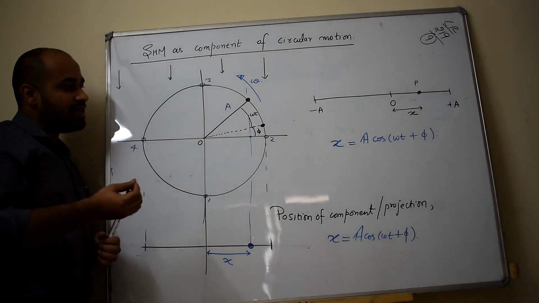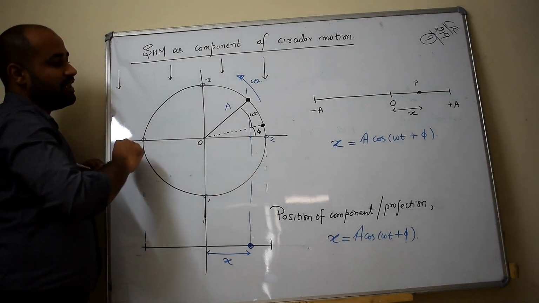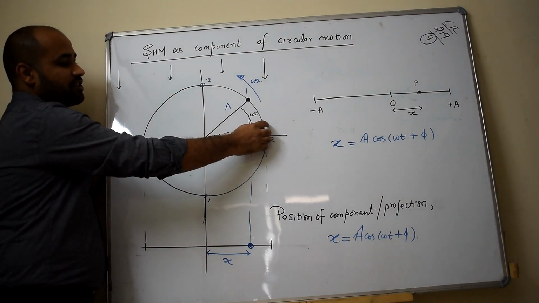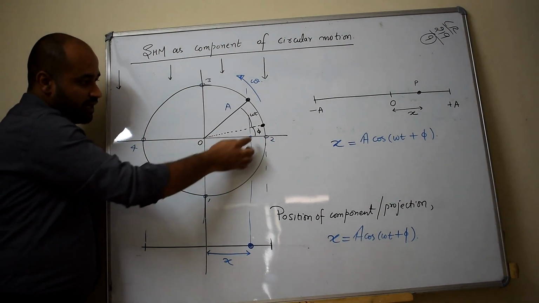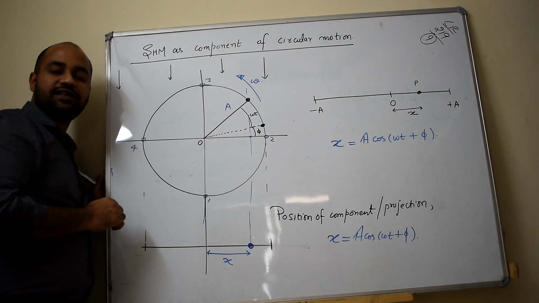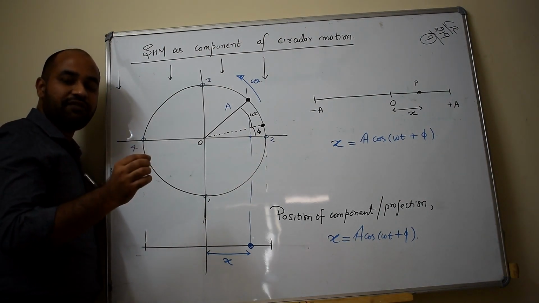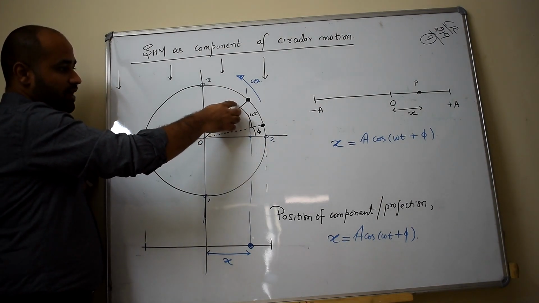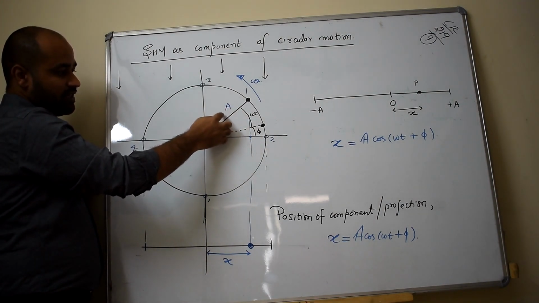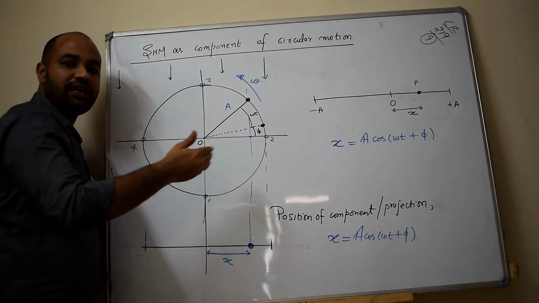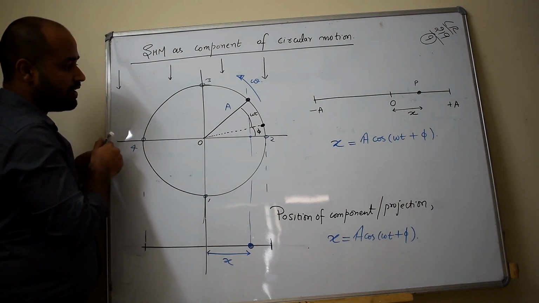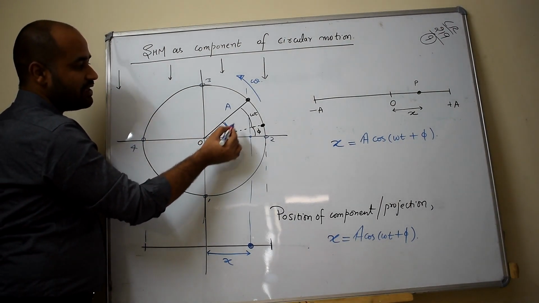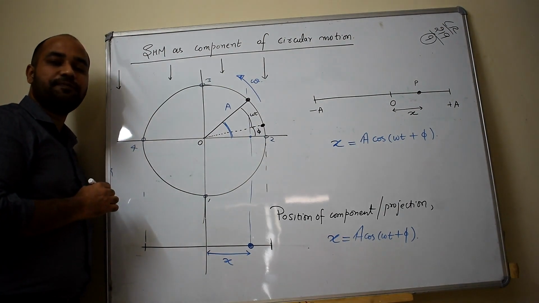To show that, imagine the position of the particle on the circle at t equal to 0. Let's suppose this is the position of the particle at t equal to 0. It was making an angle phi with the x-axis. Since it's rotating with an angular velocity omega, in a time t it will rotate by an angle omega t, so that the total angle with the x-axis will now be omega t plus phi. This is the total angle here, which I am saying is equal to omega t plus phi.